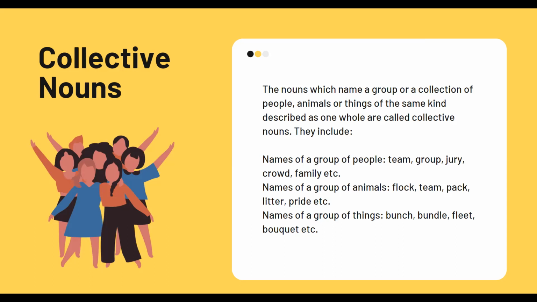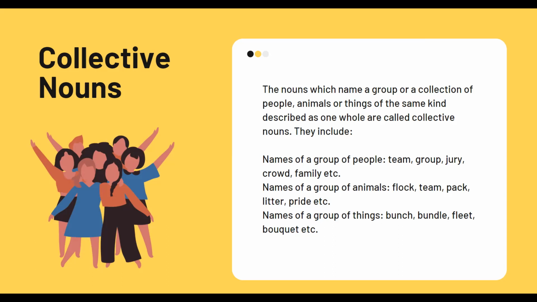Names of a group of animals, just like flock. Flock is a group of sheep. Pack, litter, litter is a group of puppies. Pride, pride is a group of lions. So even for animals, when we talk about a group, we have different names for that group. When we give a name to a group of people, animals, or things, we call them collective nouns.